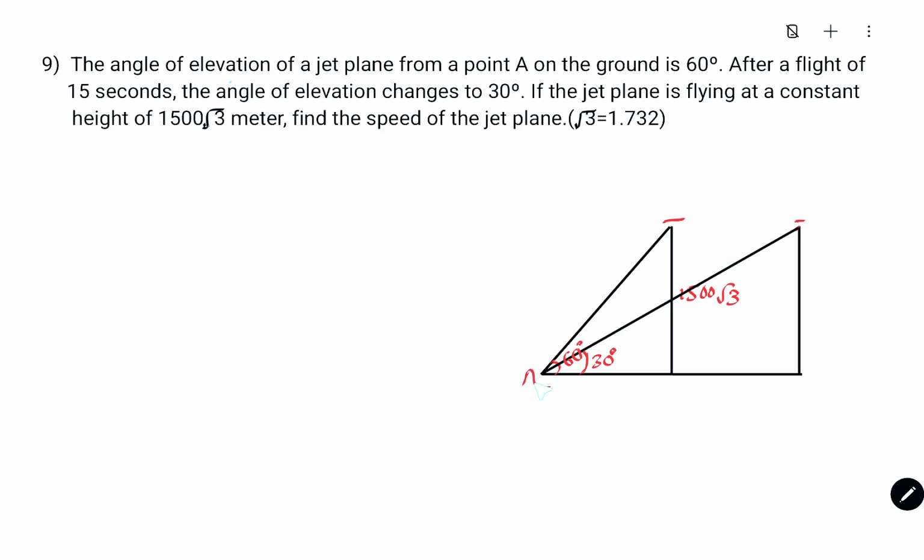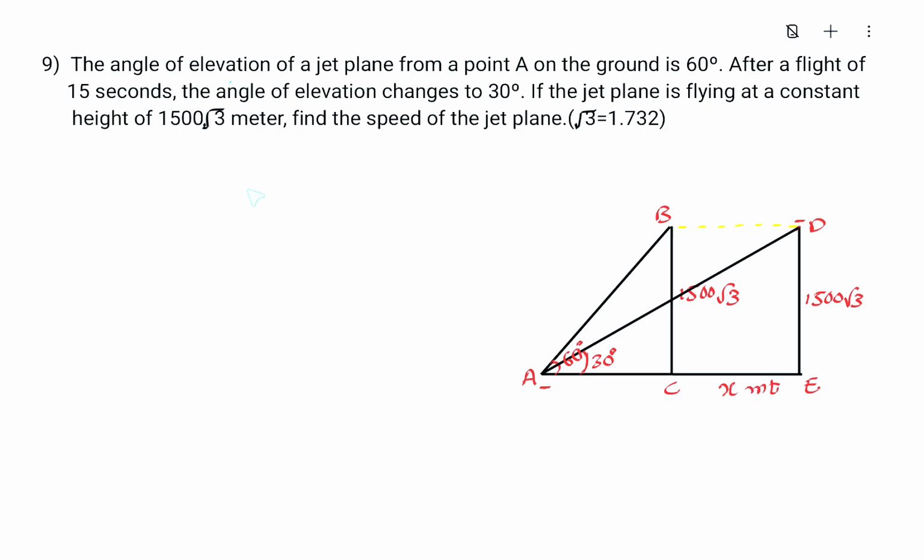Now write the names of the vertices: here A, B, C, D, E. DE length is also 1500 root 3. The flight traveled from point B to point D. Here we need to find the length of CE. We assume this one is x meters.